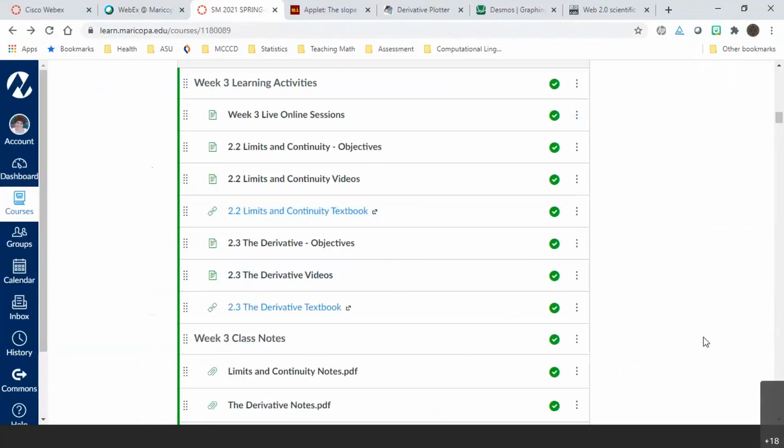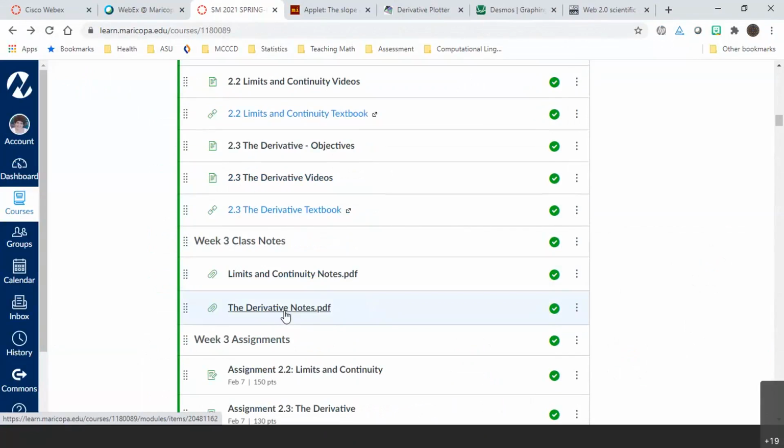And again, we're in week 3. The activities we're going to do today are the derivative. Okay, and I'm going to be using these notes right here, the derivative notes. So if you want to open them in another tab or print them off, that'd be great.